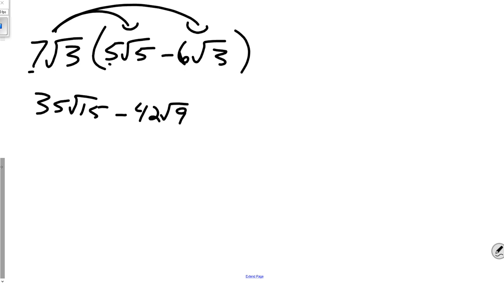Now, if you can simplify the radicals, you do. 15, I can't simplify. 3 and 5, I don't know the square root of. Square root of 9, though, just take it, right, take a 3. So this now becomes 3 times 42, 126. Yeah. And that's done.